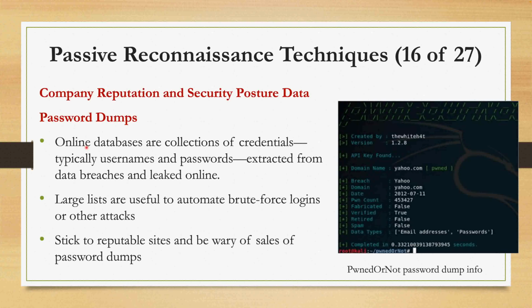Now, we have another thing, it's called password dumps. This is an online database, which is basically a collection of credentials, typically usernames and passwords, extracted from data breaches and leaked online. There are so many of them. For example, repositories like Have I Been Pwned, HIBP, or repositories like GitHub leaks can sometimes help a pen tester verify whether employees' credentials have been exposed.